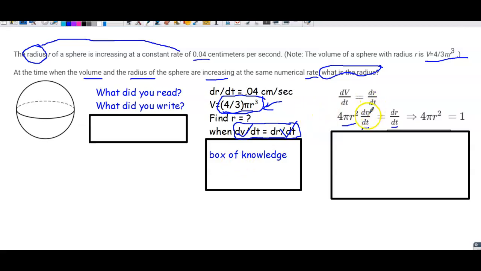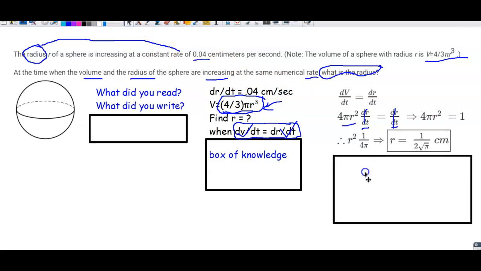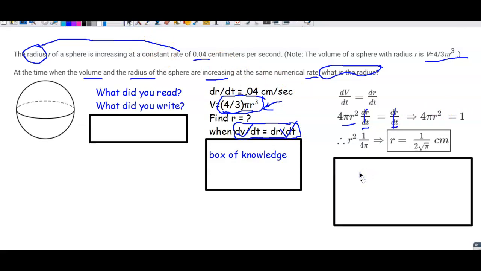Now I'm solving for r, and I notice that I have a dr dt on both sides, so I can divide that out, and that leaves me with a 1 on the right-hand side. I'm solving for r, so I divide both sides by 4 pi and take the square root. And so when the radius is 1 over 2 square root of pi centimeters, the volume rate and the radius rate equal each other, which is exactly what they asked me to find.